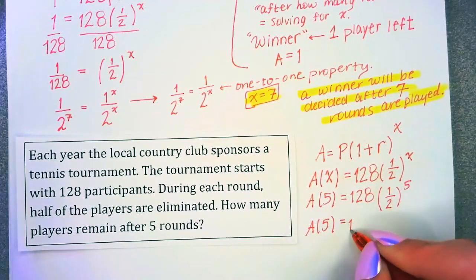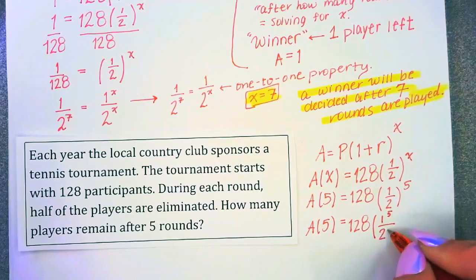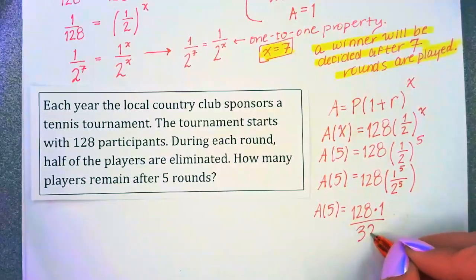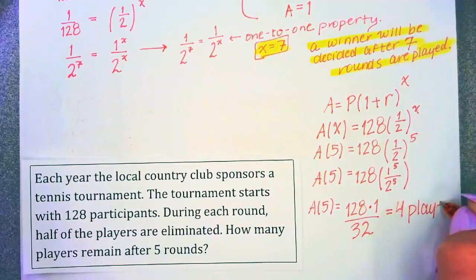If I'm raising 1/2 to the 5th power, that's 1 to the 5th over 2 to the 5th. 1 to any power is still 1, and 2 to the 5th is 32. You could divide 128 by 32 and get 4.